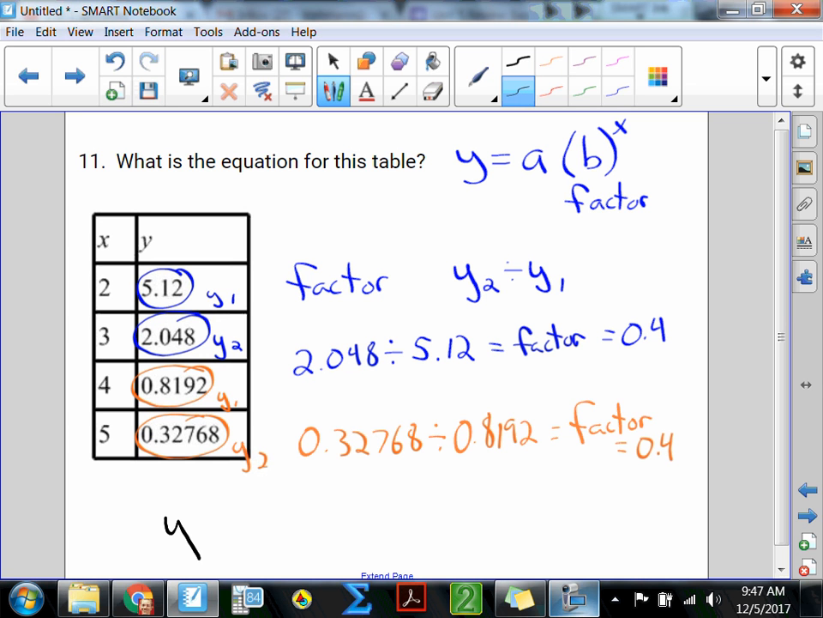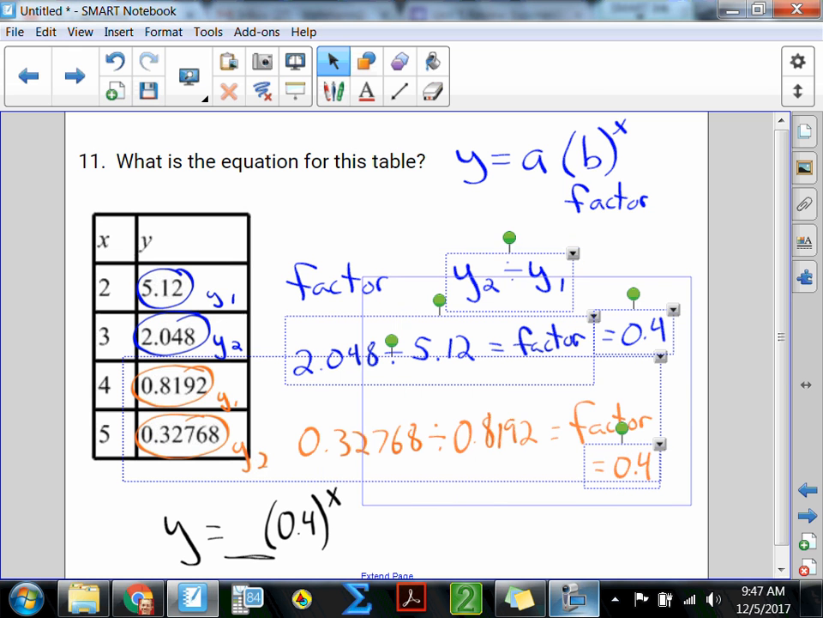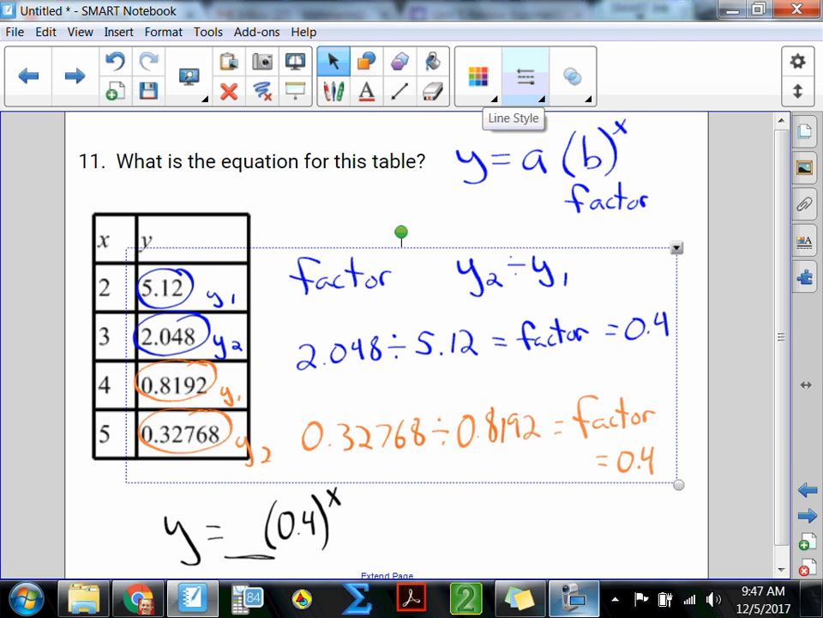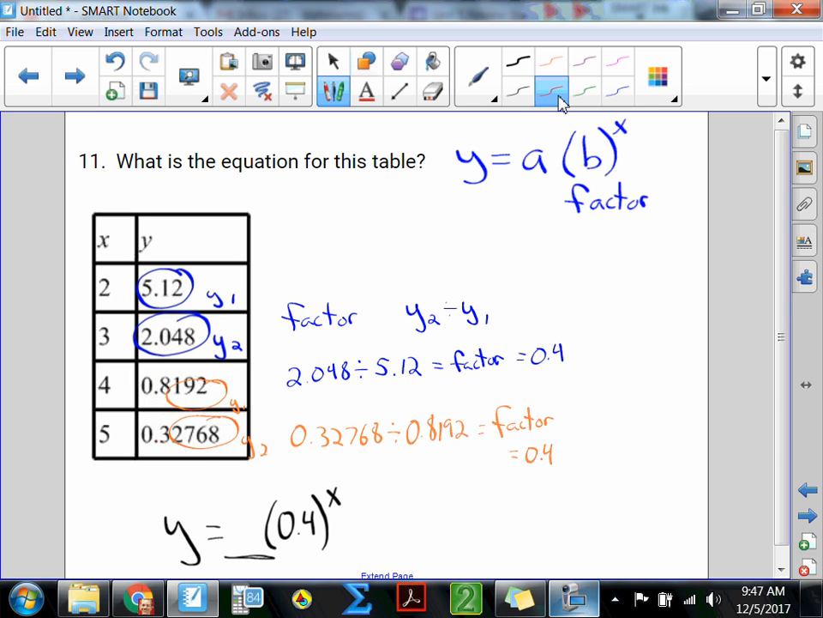So now I have y equals something times 0.4 to the x. I need to find that initial value, the number that goes in front. I'm going to move some of this stuff out of the way. Okay. Now I have some more space. So to find the factor, if we're going down the table, so going from term 2 to term 3 to term 4 to term 5, we would multiply by 0.4 each time, and we would get the next number.